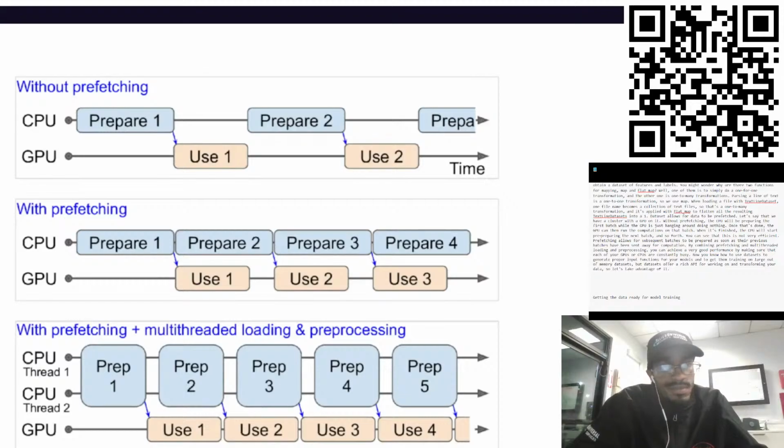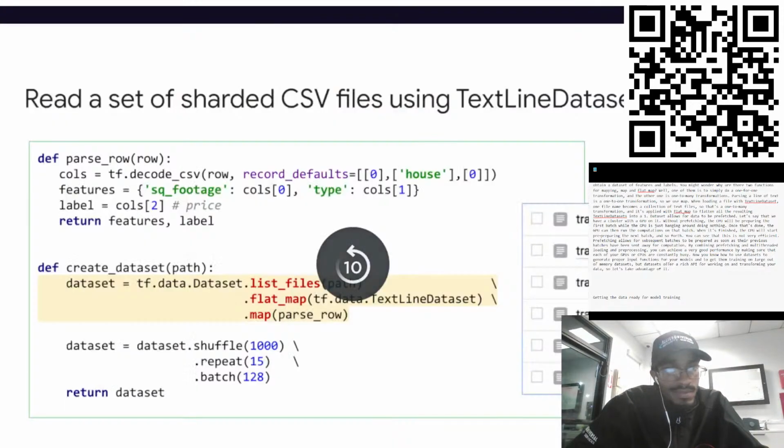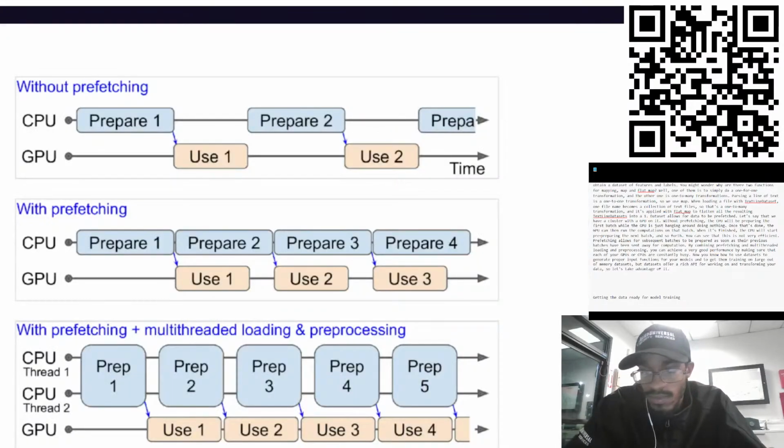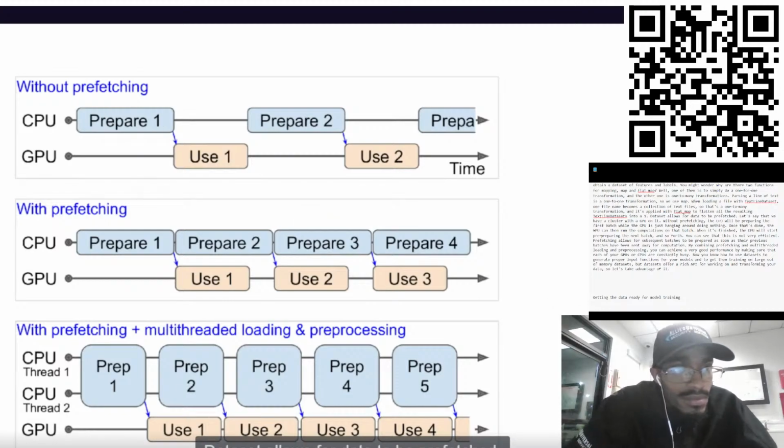Well, one of them is to simply do a one-for-one transformation, and the other one is one-to-many transformations. Parsing a line of text is a one-to-one transformation, so we use map. When loading a file with text line dataset, one file name becomes a collection of text lines. So that's a one-to-many transformation, and it's applied with flat map to flatten all the resulting text line datasets into one dataset. Dataset allows for data to be prefetched.